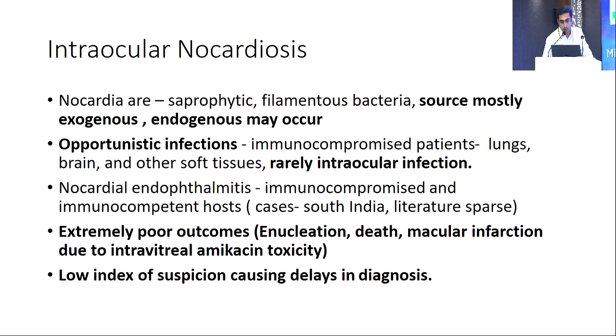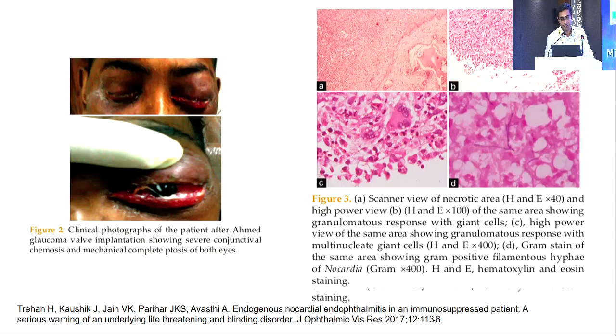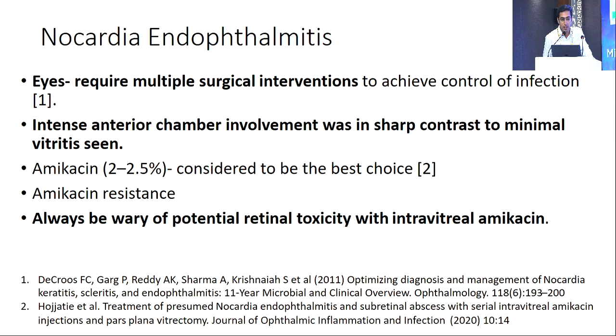So intraocular nocardiosis is a very opportunistic infection. They are rare infections. They have extremely poor outcomes. The patient may need enucleation. However, the index of suspicion is very low, so it results in delay in diagnosis. The patients may present with orbital cellulitis or vitreous abscess, and these eyes require multiple surgical interventions. Predominantly, they have anterior chamber involvement, which is more than the vitreous involvement.